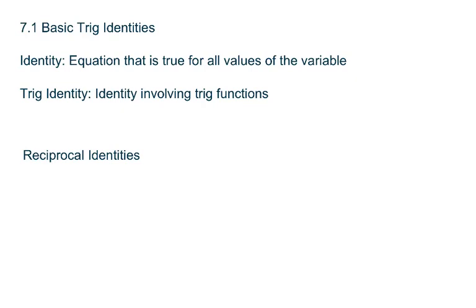Section 7.1, Basic Trig Identities. Going to start with a couple of vocabulary terms here. The first one is identity. An identity is simply an equation that is true for all values of the variable.